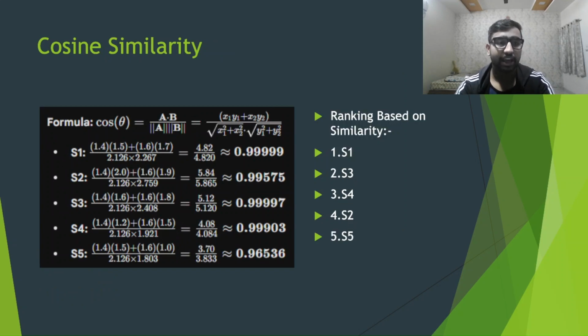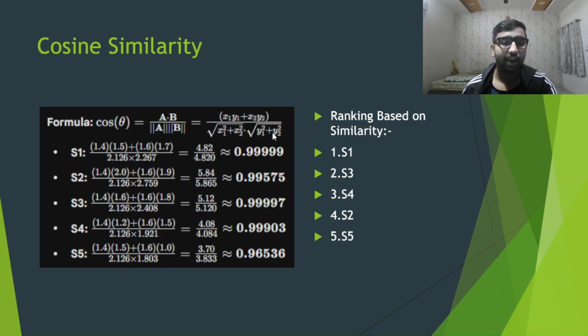Now, cosine similarity. For cosine similarity, it considers the two data points between which we have to find the similarity as two different vectors, and then finds the cosine of the angle theta between these two vectors. The formula for it is a dot b divided by a magnitude times b magnitude. A dot b here refers to the dot product of the two vectors. Hence, this is the formula for the cosine similarity.